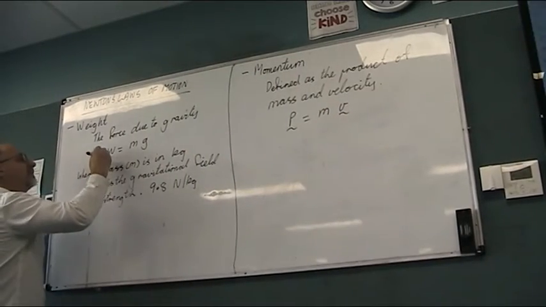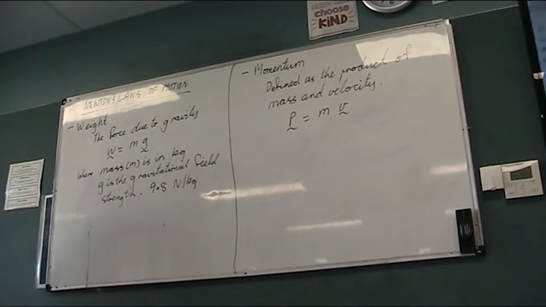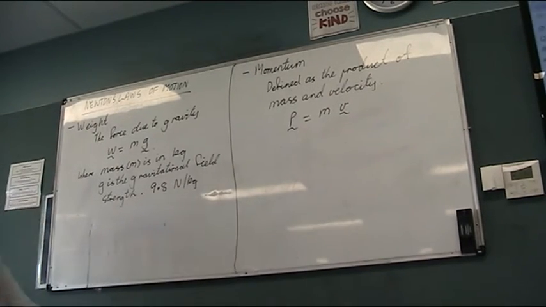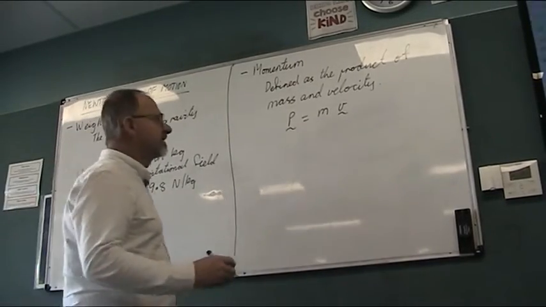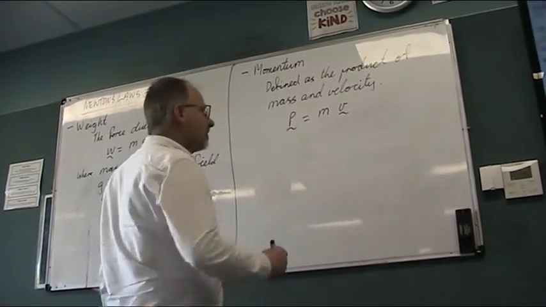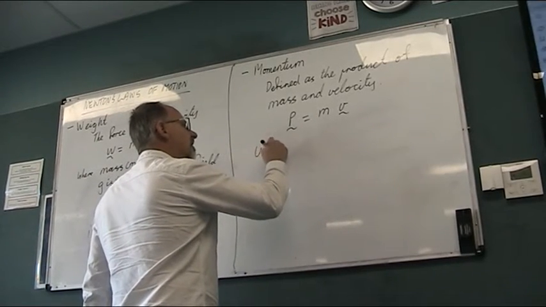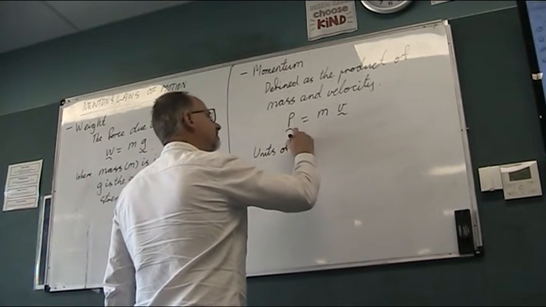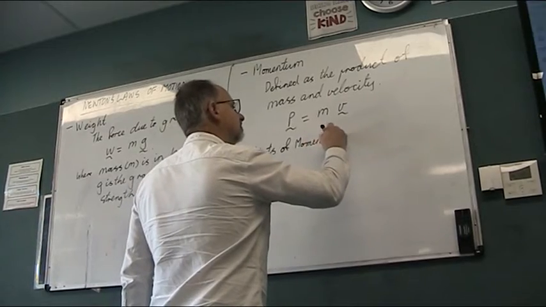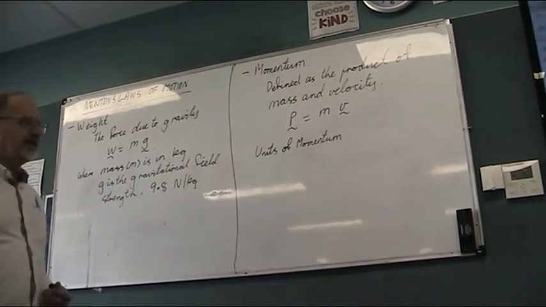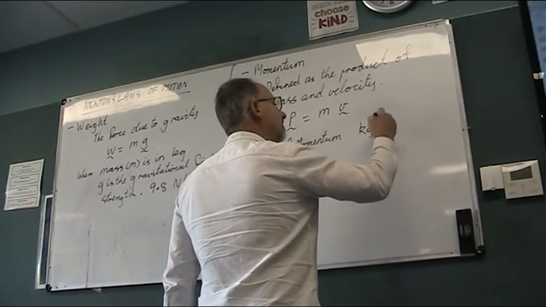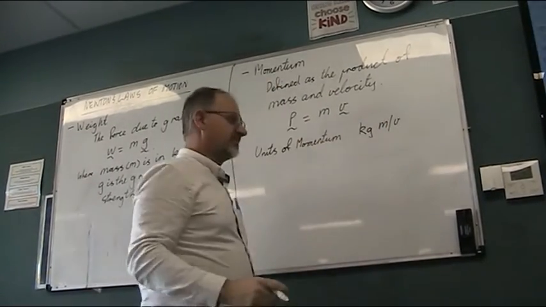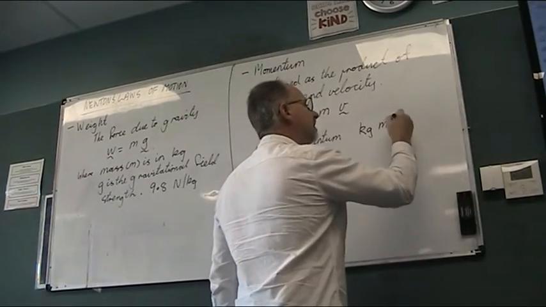I'll put our vectors signs there on those as well, because weight is a vector towards the centre of the Earth, and gravitational field strength is pulling something to the centre of the Earth as well. All right, so the units of momentum, they weren't particularly creative when they came up with these. They just took the mass units and the velocity units and put them together.